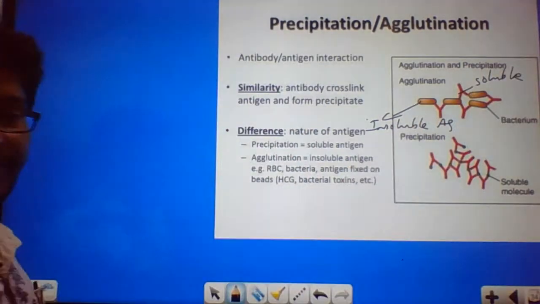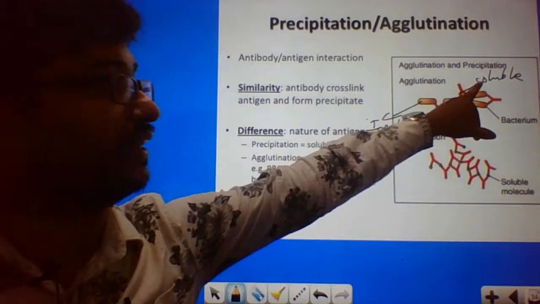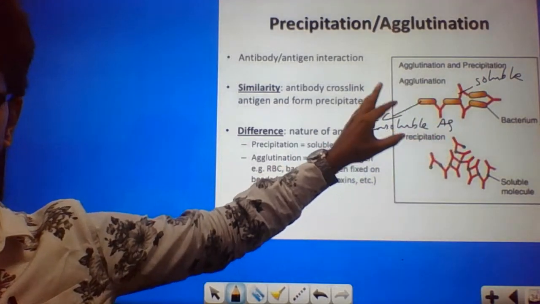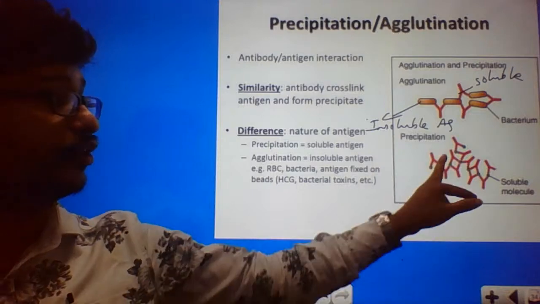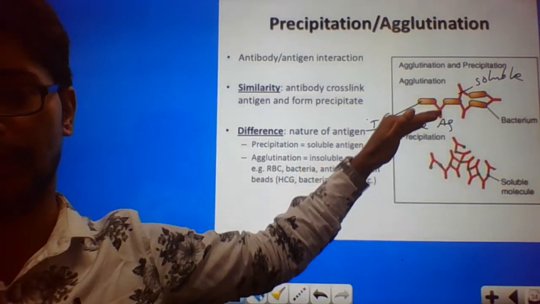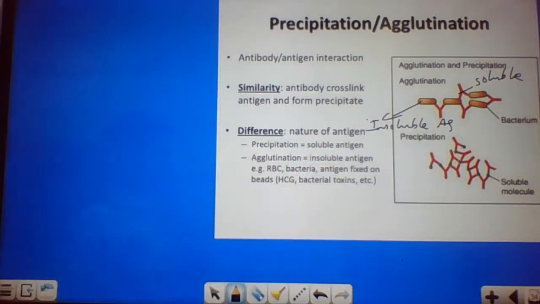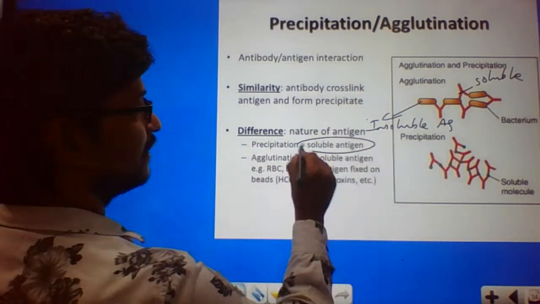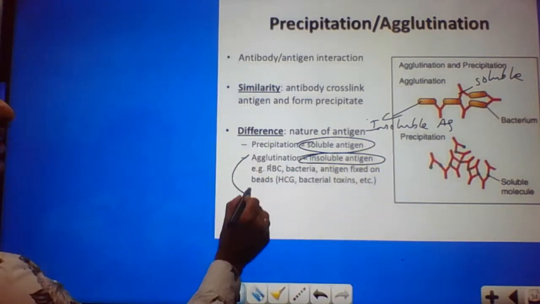If the reaction takes place between an insoluble antigen, say like a bacterium, and the soluble antibody, this is called agglutination. Then what is precipitation? The reaction takes place between a soluble antigen and an insoluble antibody, the opposite of this. We call it precipitation. So precipitation means soluble antigen, agglutination means insoluble antigen.